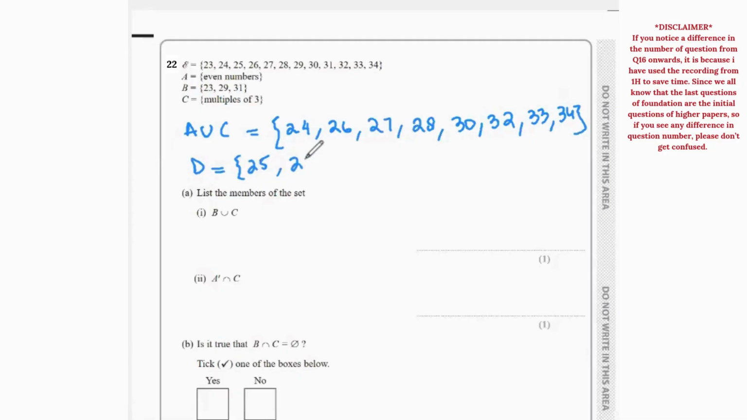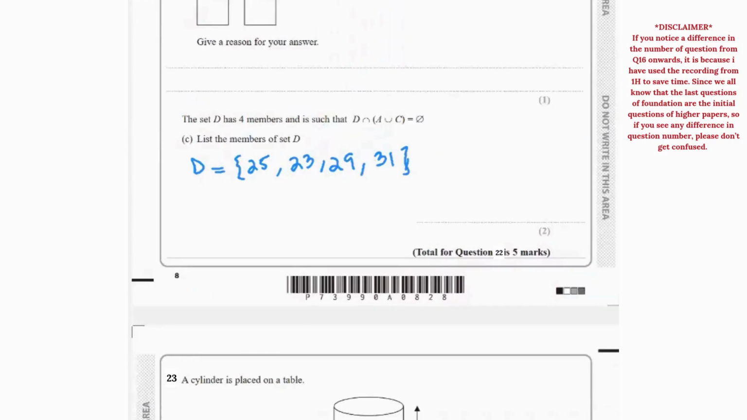25, 23, and 29, 31. That's it. This would be D then. Because if we find the intersection of A union C and D, there is nothing common between them. And only in this case, we would get a null set. 25, 23, 29, and 31. For this, write this in ascending order. So 23, 25, 29, 31. That's your answer.